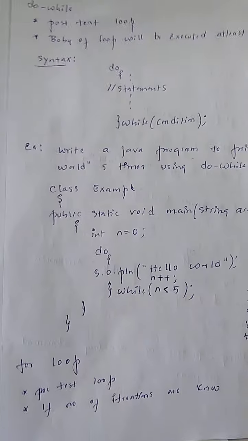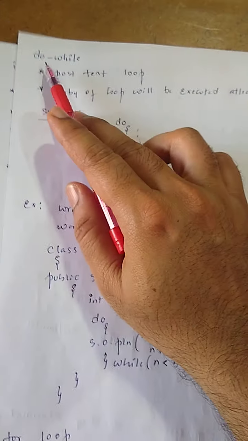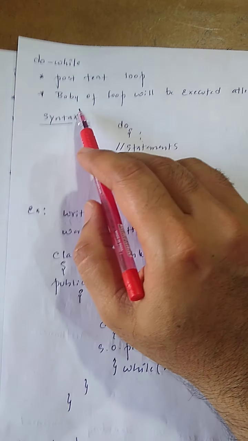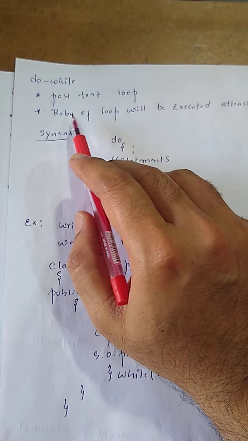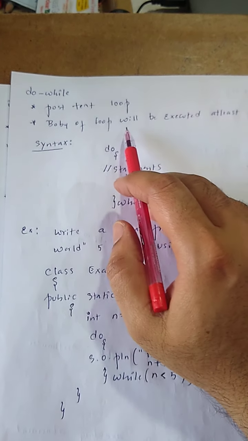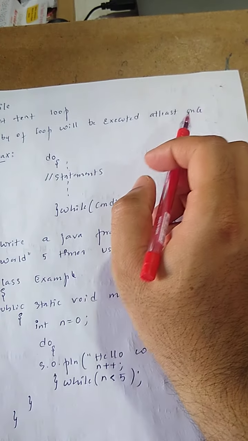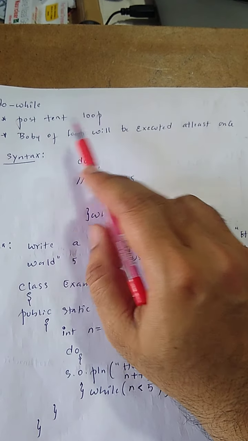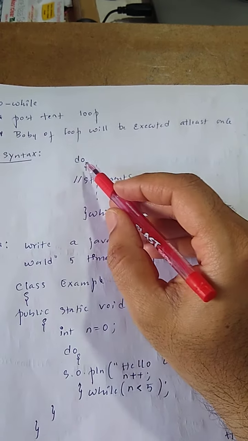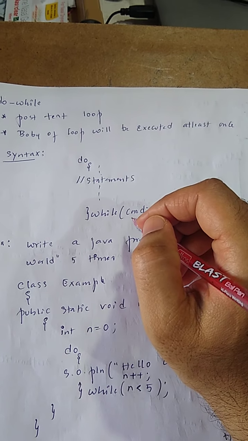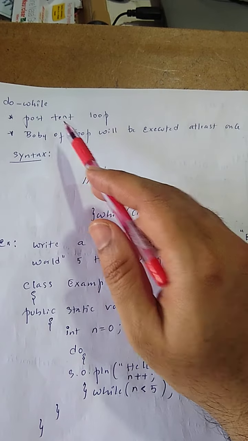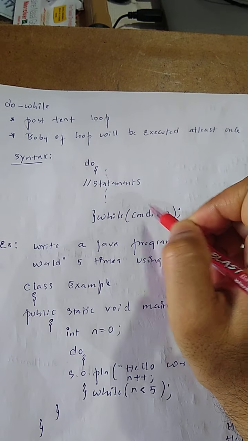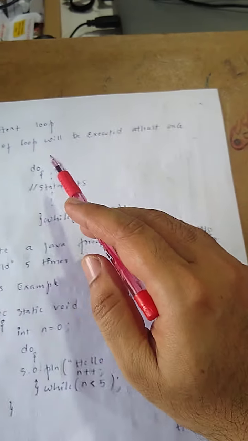Next I'll consider one more loop, the do while loop. This is a post-test loop. When you use a do while loop, the body of the loop must be executed at least once, irrespective of the condition. It is a post-test loop because first it will execute the body, then it will check the condition. That is the reason we call this a post-test loop. If you want to execute the body at least once irrespective of the condition, you use a do while loop.